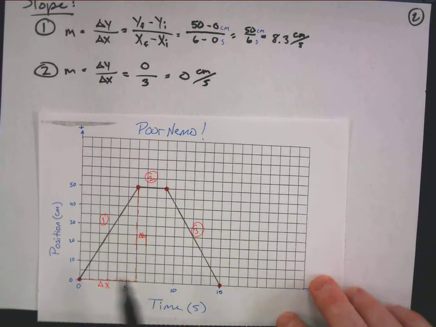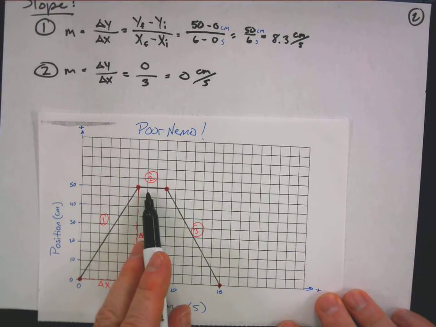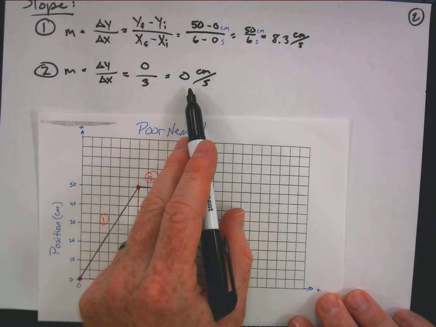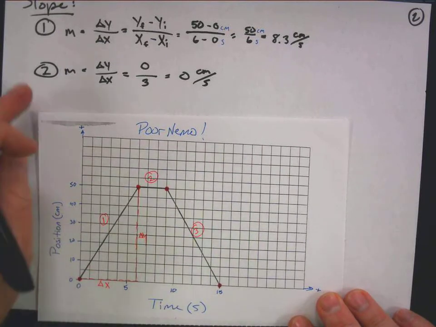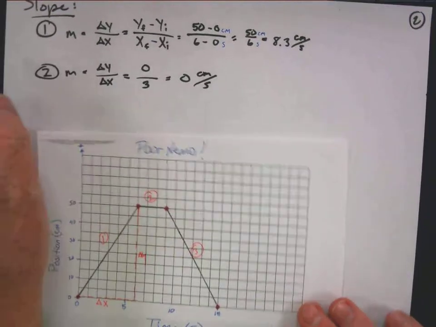Which makes sense. For 3 seconds, Nemo wasn't moving. He was resting. He had no velocity. 0 speed, right? Okay, very cool. So now how about region 3?